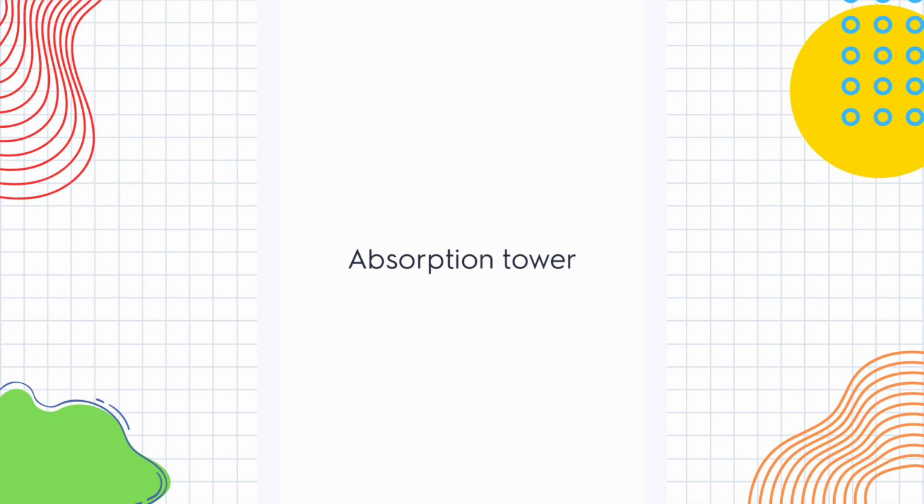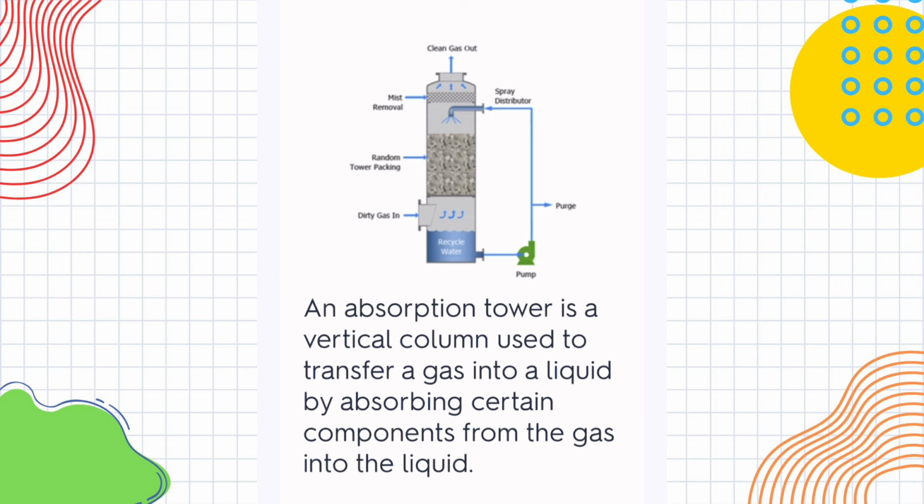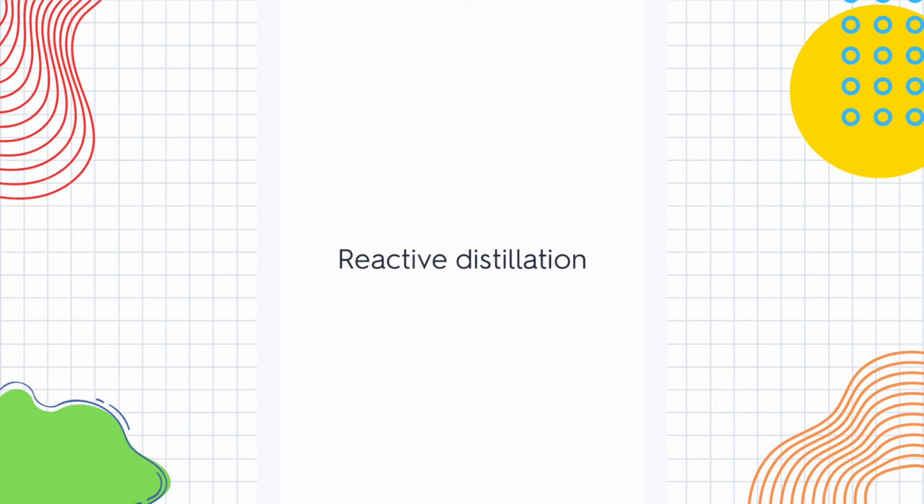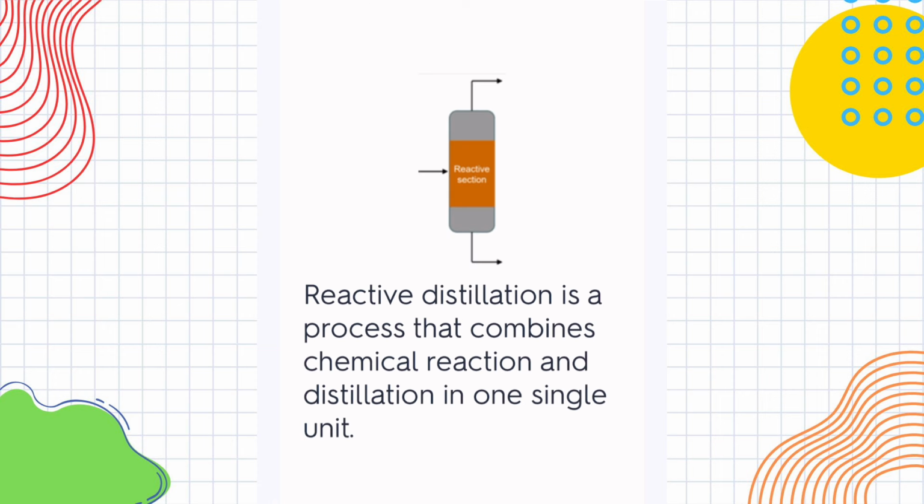Absorption tower. An absorption tower is a vertical column used to transfer a gas into a liquid by absorbing certain components from the gas into the liquid. Reactive distillation. Reactive distillation is a process that combines chemical reaction and distillation in one single unit.